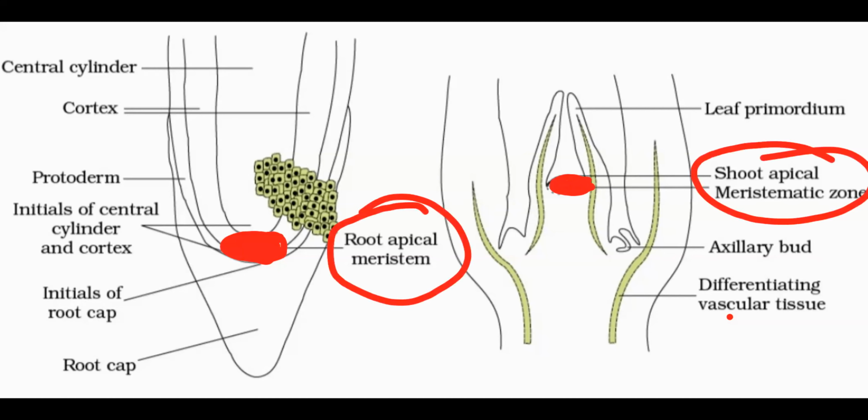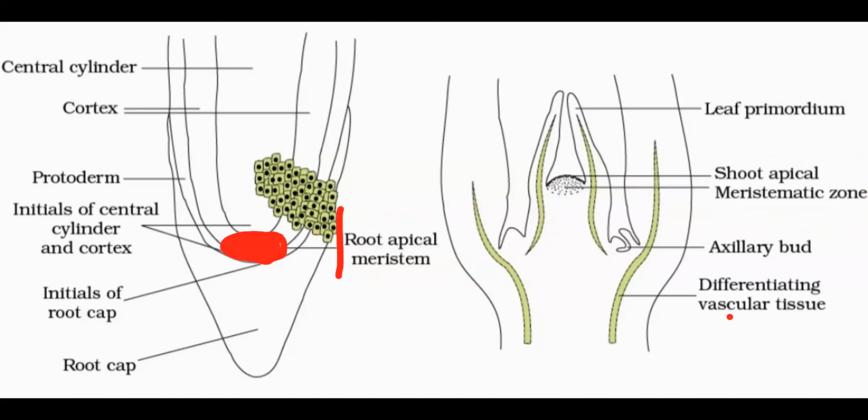How many have understood the position of this apical meristem? The meristematic tissue that occurs at the tip of root as well as at the tip of shoot in order to produce the primary tissues. Aapko pata hai primary growth ki tissues ko kehte hai primary tissues. It is known as apical meristem. First of all, the root apical meristem. Let's talk about root apical meristem. It will be at the tip of the root. It will be responsible for elongation of the root. Root ko elongate karta rehta hai.